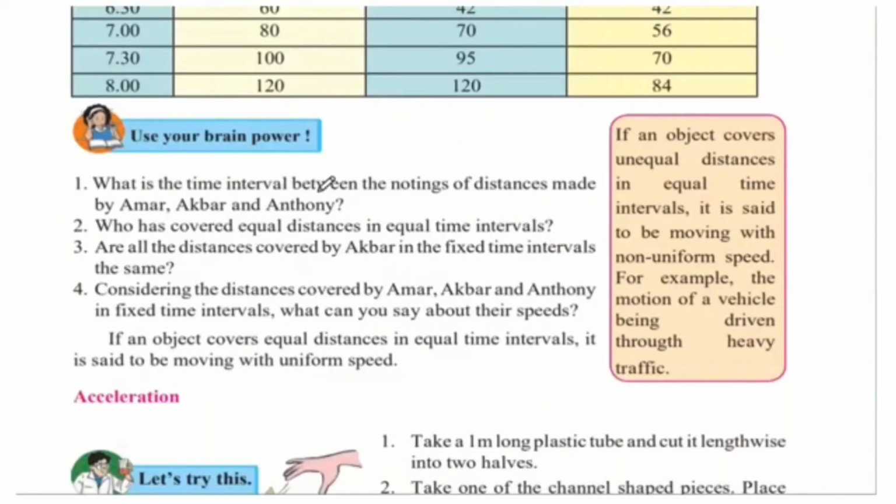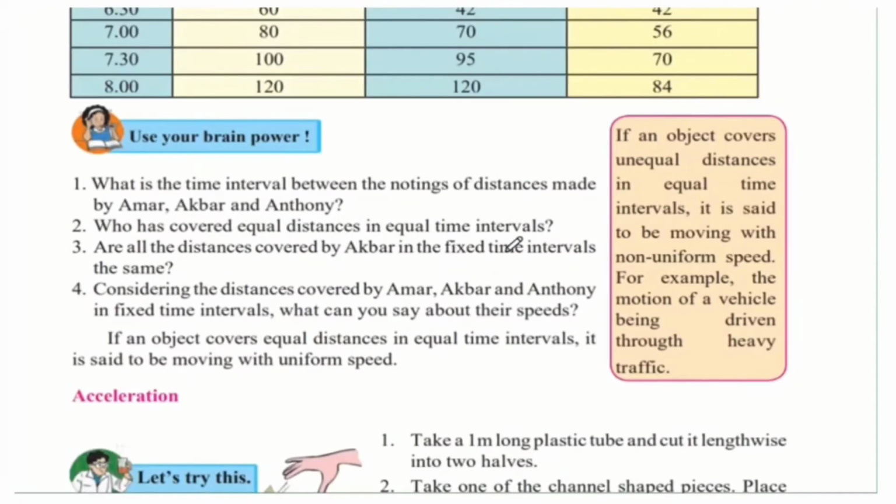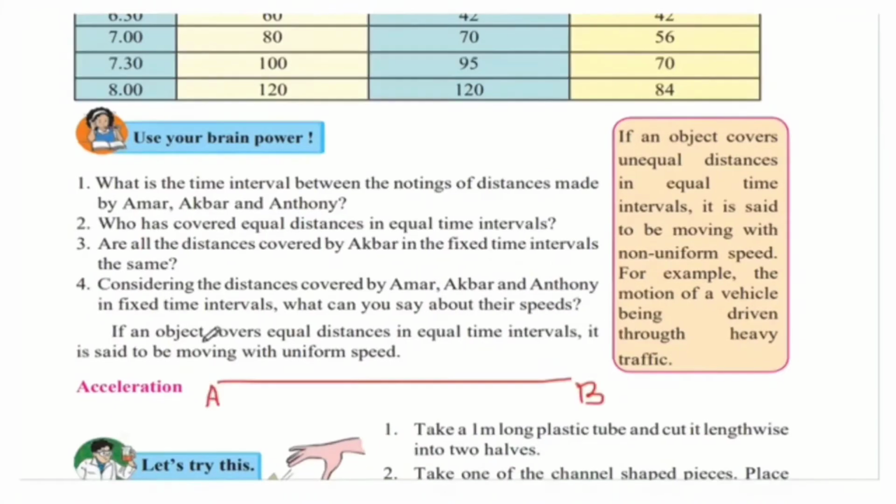What is the time interval between the notings of distances made by Amar, Akbar and Anthony? Who has covered equal distances in equal time intervals? Are all the distances covered by Akbar in the fixed time intervals the same? Considering the distances covered by Amar, Akbar and Anthony in the fixed time intervals, what can you say about their speeds? If an object covers equal distances in equal time intervals, it is said to be moving with uniform speed.